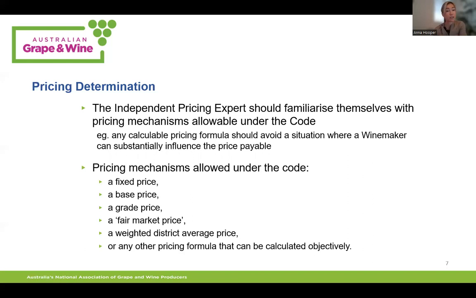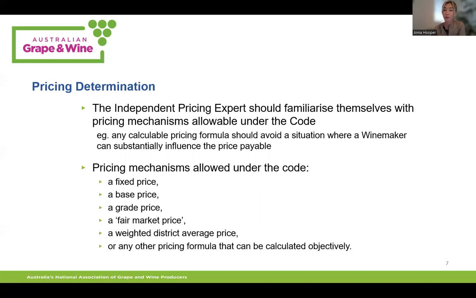Weighted district average price contracts or calculated price contracts tend to be more objective, so it's less common for these mechanisms to be subject to question. Therefore, an independent expert will primarily be required to make a determination relating to fair market price contracts. Now, fair market price assessments are rarely black and white by the nature of what they are. So when entering into this type of agreement, both parties are effectively putting their fate into the hands of the independent pricing expert. Nevertheless, it's common to have these types of agreements, and therefore we have this independent process for resolving any issues that might arise.